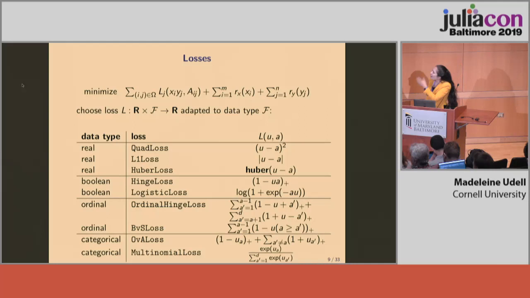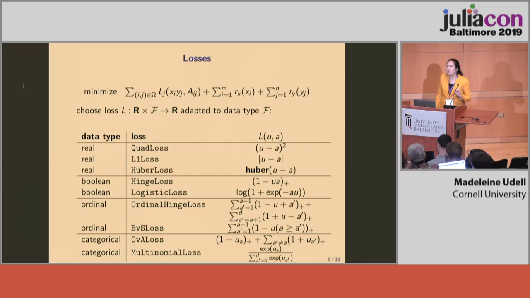So here's a collection of these loss functions. Quadratic loss is the most traditional. L1 loss is a little bit more robust. The Huber loss combines the smoothness, which is useful for optimization purposes, near zero, with robustness as you go farther out. So it looks like L1 far out and L2 towards the middle. For Boolean, there's hinge loss and logistic. For ordinal and categorical data, two of my favorites are the one-versus-all loss and the bigger-versus-smaller loss.